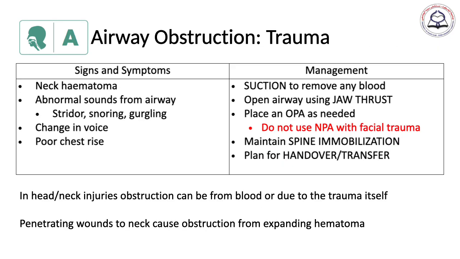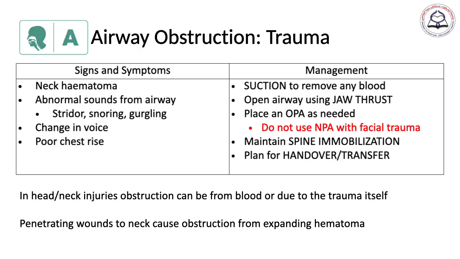Airway obstruction due to trauma. A patient with head and neck injury might have airway obstruction due to an expanding hematoma. The patient can show a neck hematoma. They can have an abnormal voice plus abnormal sounds from the airway: stridor, snoring, gargling, and there is poor chest rise. If there is blood in the mouth, you can do suction and remove it.